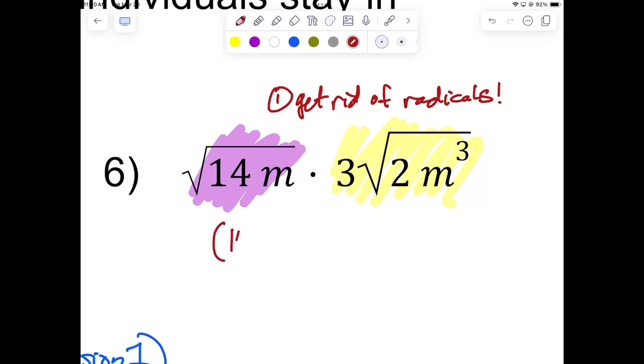So this is going to be 14m to the what power? 1/2. Times 3 is outside the radical, times the quantity, 2m cubed to the what power?